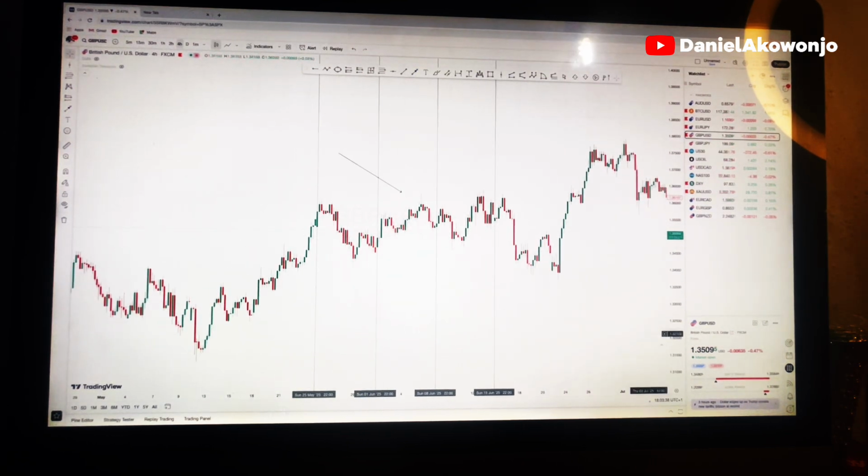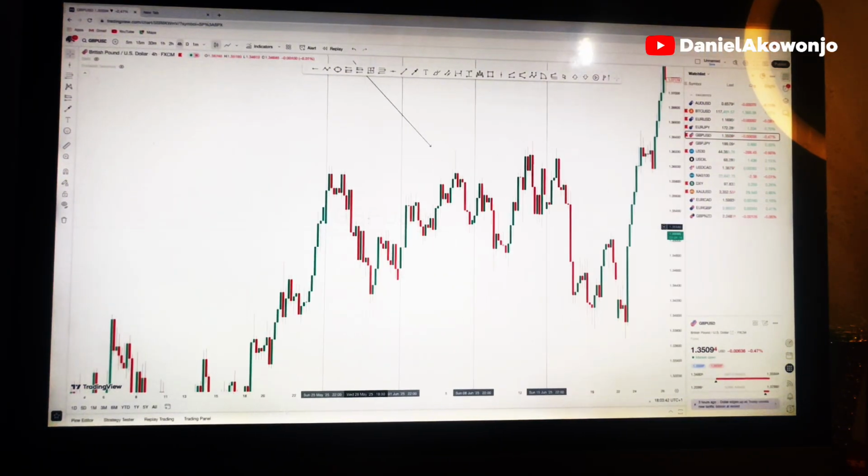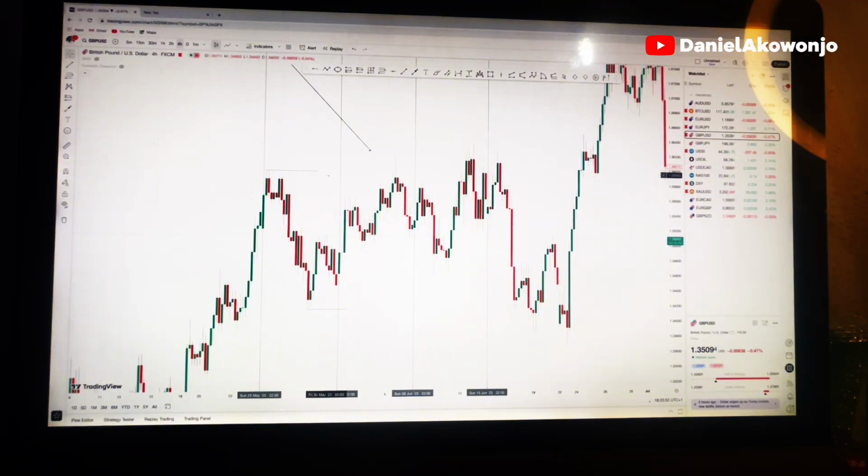Now we decide that since I have this particular week here, I can mark out the highest point price got to. Can you see that? And I can mark out the lowest point price got to. Okay, for this week. Now we can determine that we are waiting for price to come to one of these 2 points.